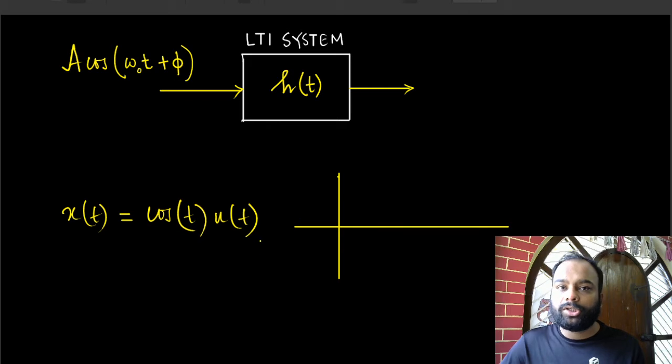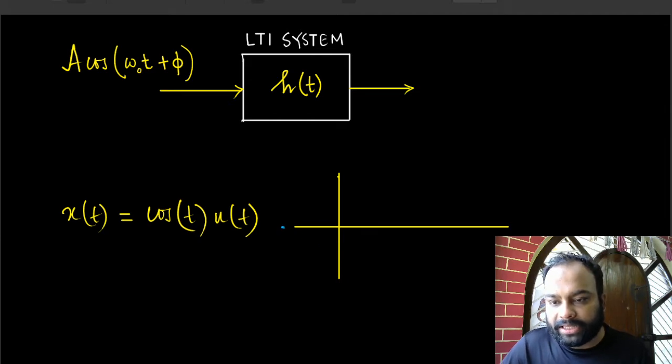All right, so since u(t) has a value of 0 as long as t is less than 0, this product is going to be 0 as long as t is less than 0. But afterwards, when t is greater than 0, this has a value of 1. So whatever is the value of cos t, that appears as a value of x(t). So this signal essentially looks like this.